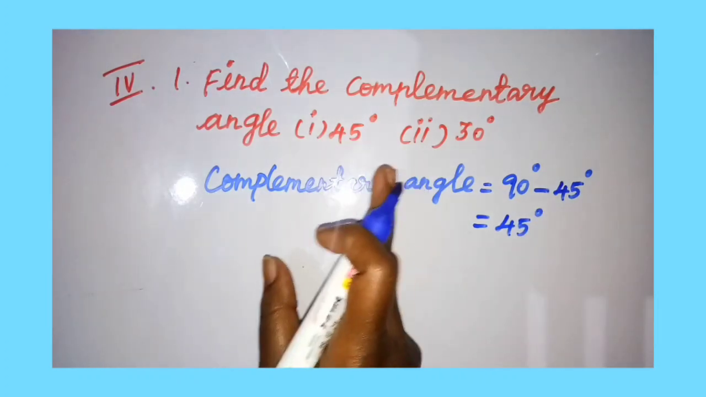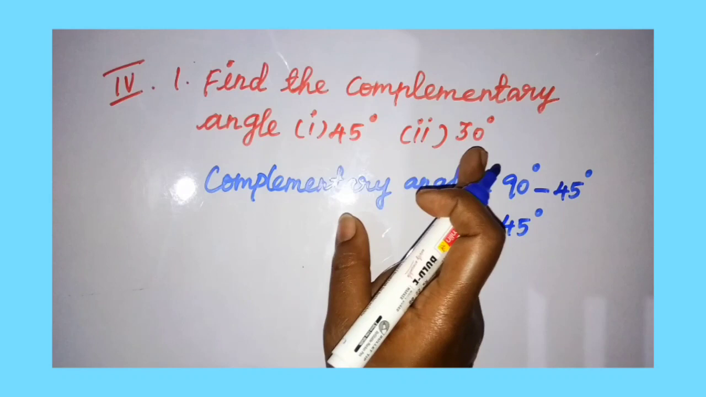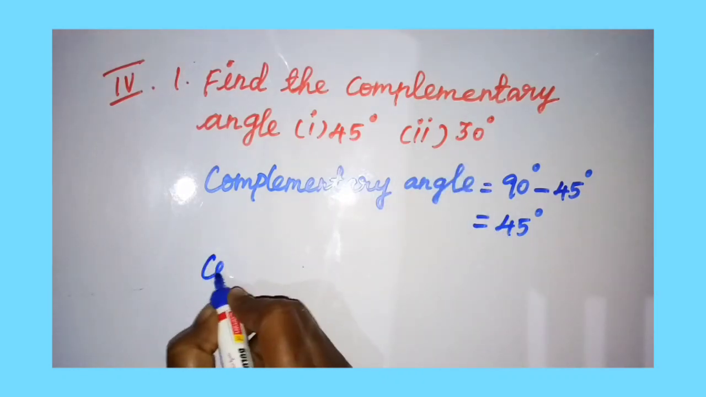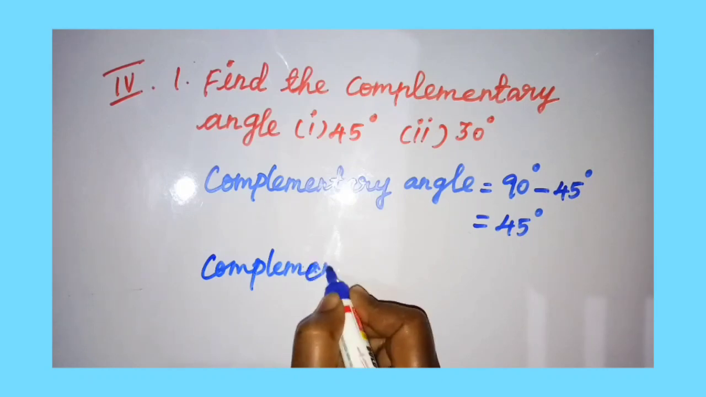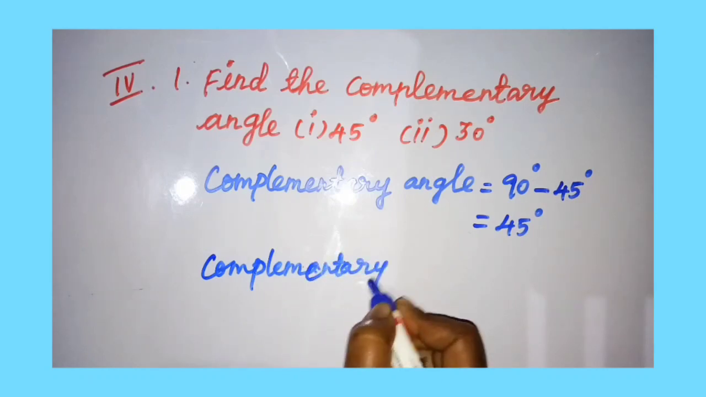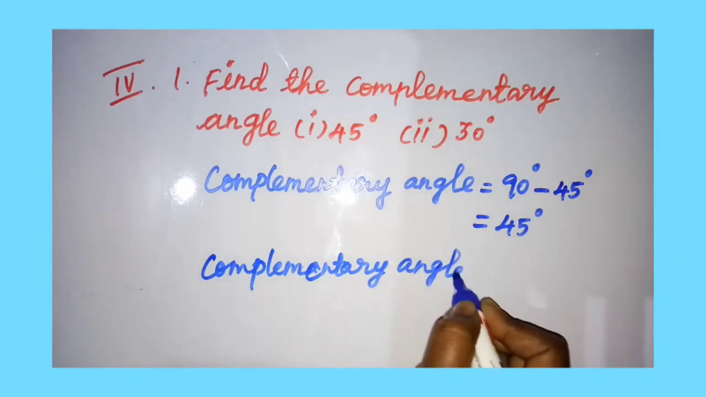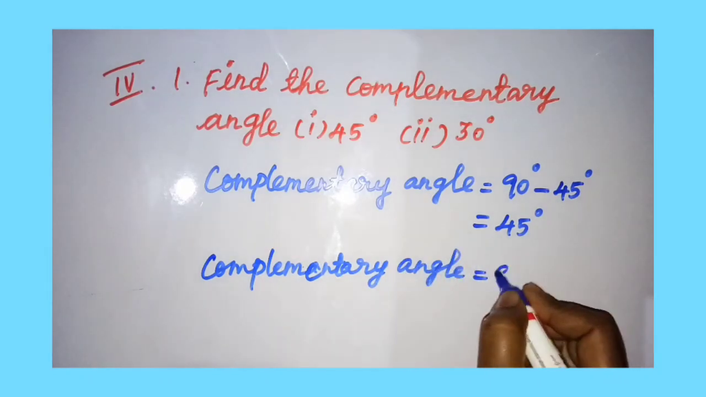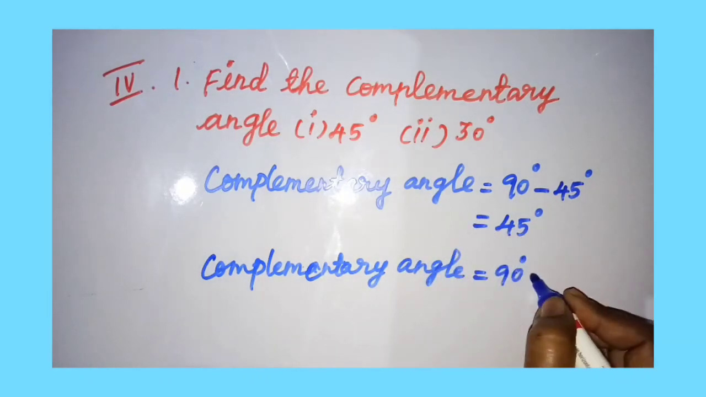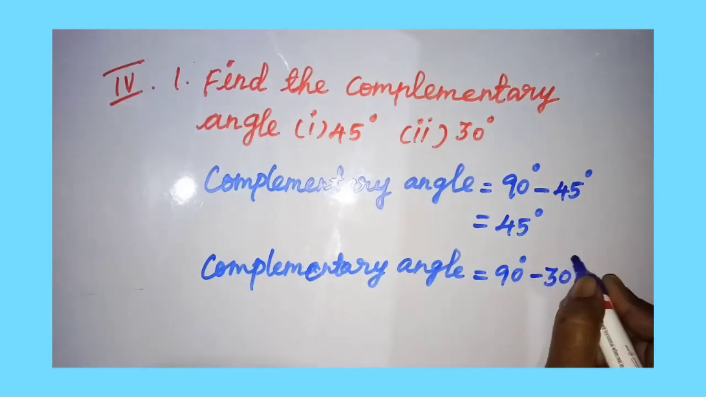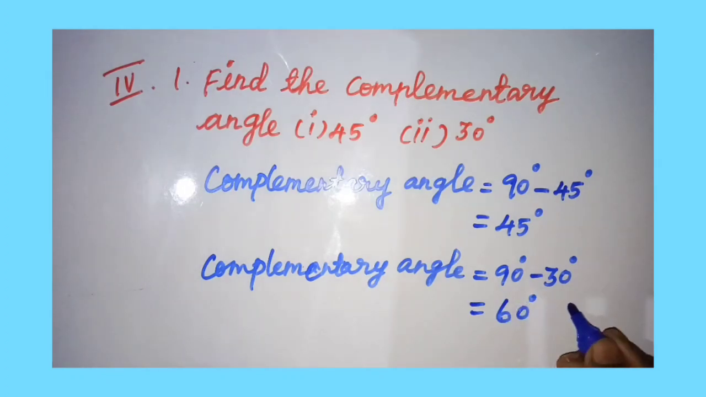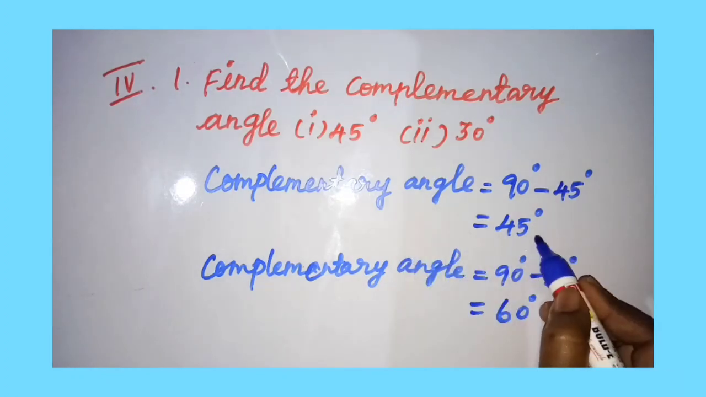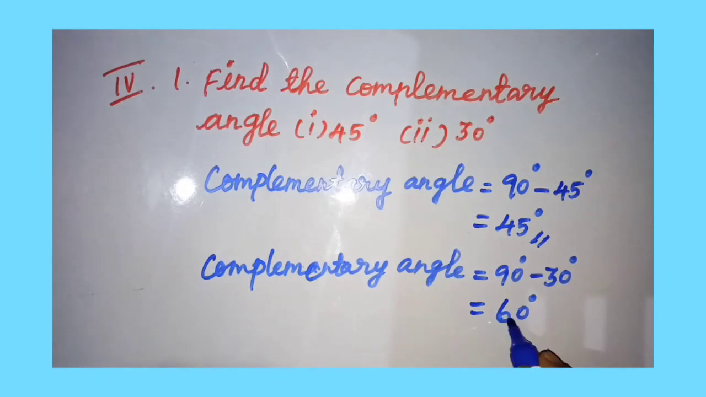Next, the complementary angle we have to find for 30 degrees. So next we write complementary angle is equal to the complementary angle value 90 degrees, the given value, minus 30 degrees. So 90 minus 30 gives 60 degrees. So the first answer is 45 degrees, the second answer is 60 degrees.